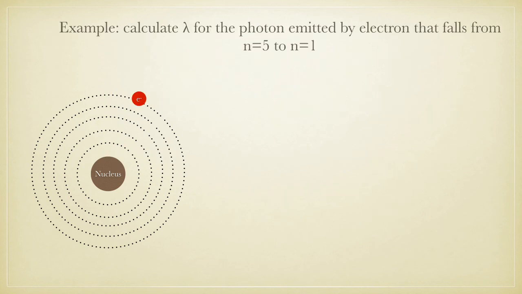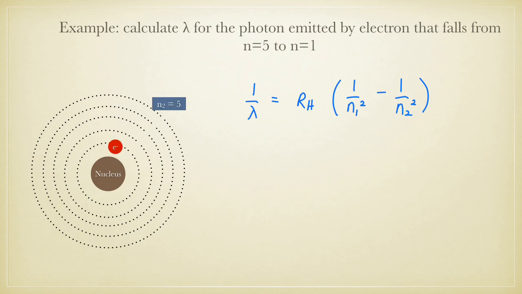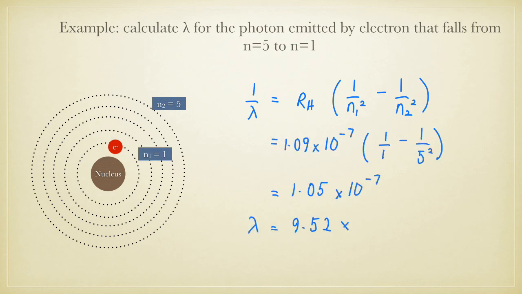Let's do one example. Calculate lambda for the photon emitted by the electron that falls from n = 5 to n = 1. To solve this, since the electron falls from n = 5 to n = 1, let's replace n2 with 5, which is the higher value, and replace n1 with 1, which is the lower value, in the formula. Now the lambda for the photon will be 9.52 × 10^-8 meter.